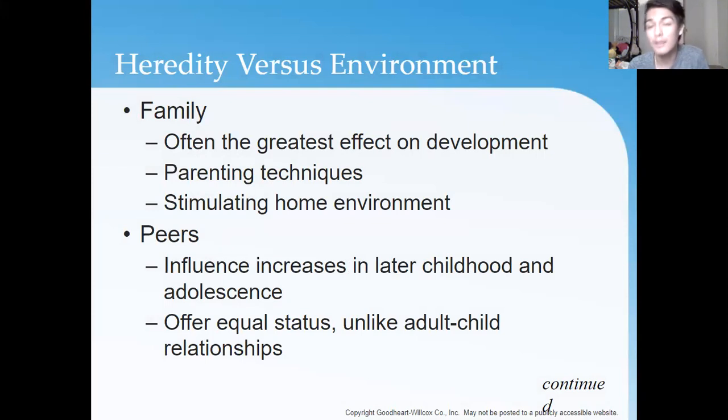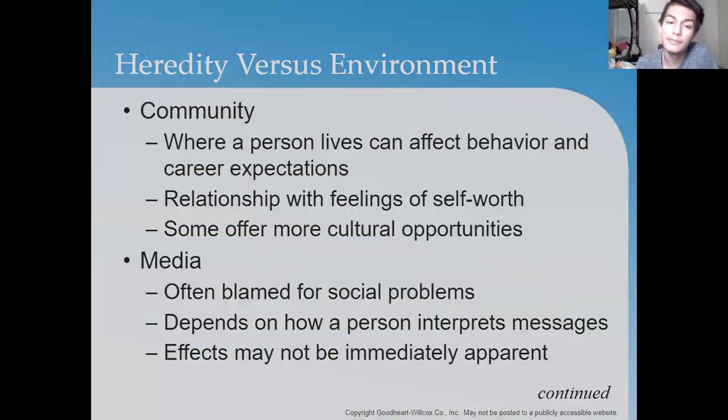Our peers can affect our development because as we begin to become more social and we make new friends, they can teach us things that we never knew were actually true. So for instance, they can share their ideas or their beliefs with us, and we might be like, oh, hey, that's pretty cool, and we might follow their steps, and that's how it can affect our development.